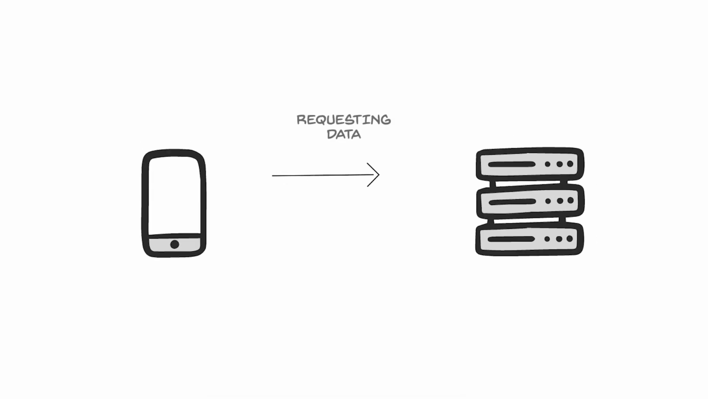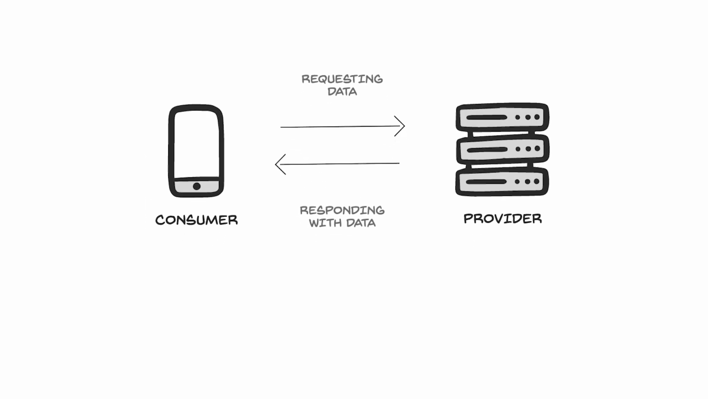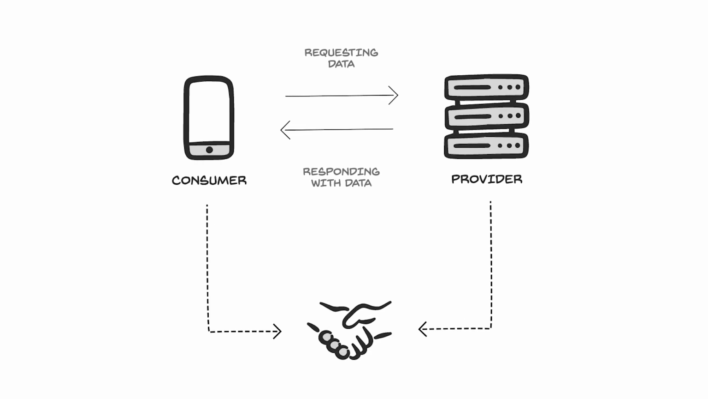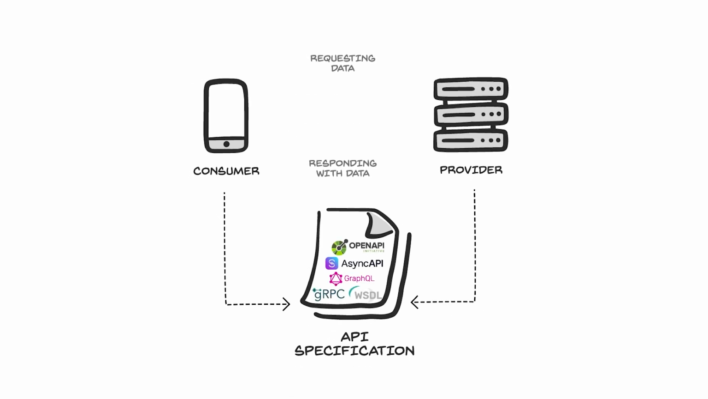A mobile app needs data from a server. The app is the consumer, and the server is the provider. For them to work smoothly, they need a shared understanding of how they talk to each other. That shared understanding is the API contract. With an API-first approach, the consumer and provider agree on this contract and capture it in an API specification.